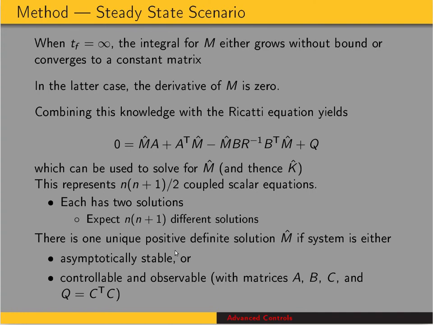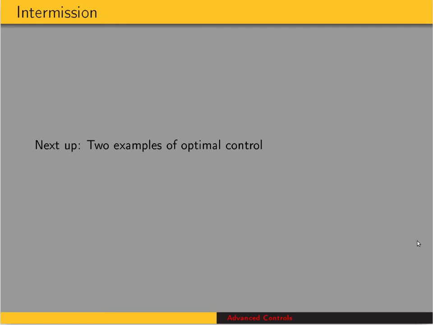So if the closed loop system meets those criteria, then, if the original system meets those criteria, there is one unique positive definite solution for M hat. Now we'll look at two examples to finish up the video.